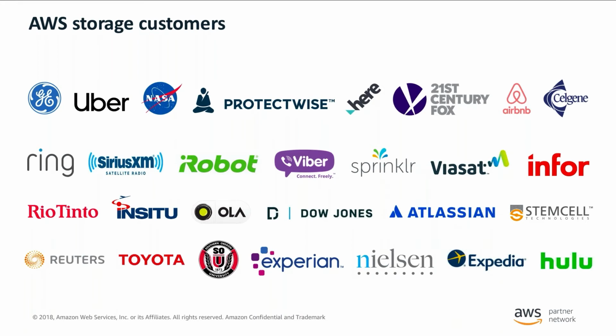Many companies around the world choose to rely on AWS storage. What we build is driven by the customer and has resulted in tools that work for industry disruptors like Airbnb, Uber, and Ring, but also enterprise IT teams at GE, Toyota, and governments around the world.